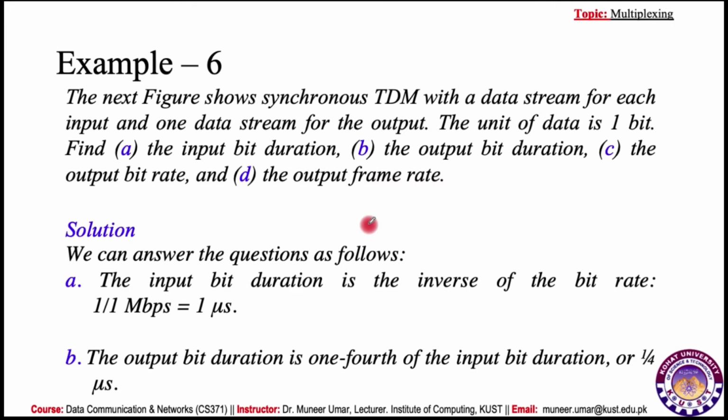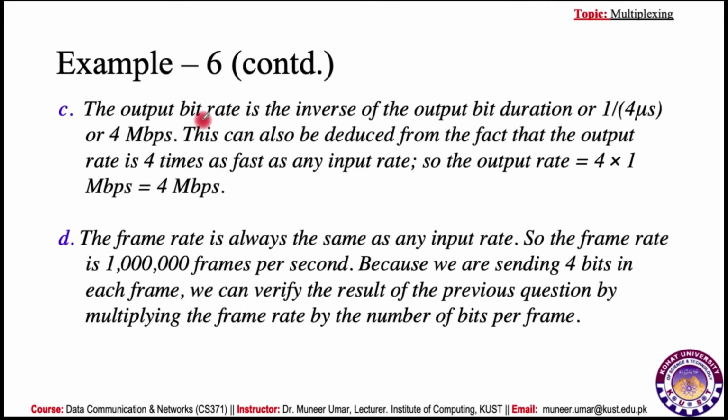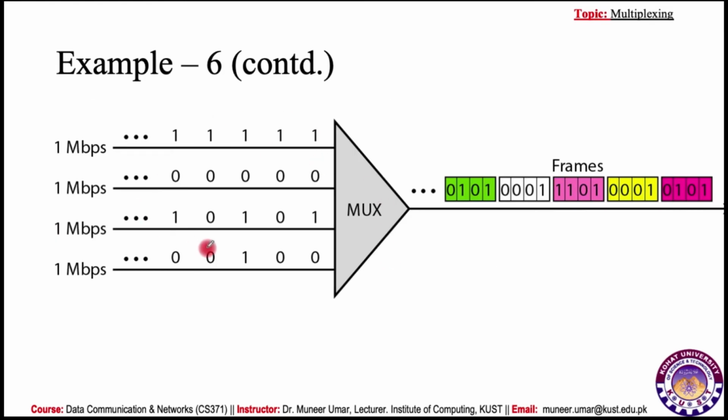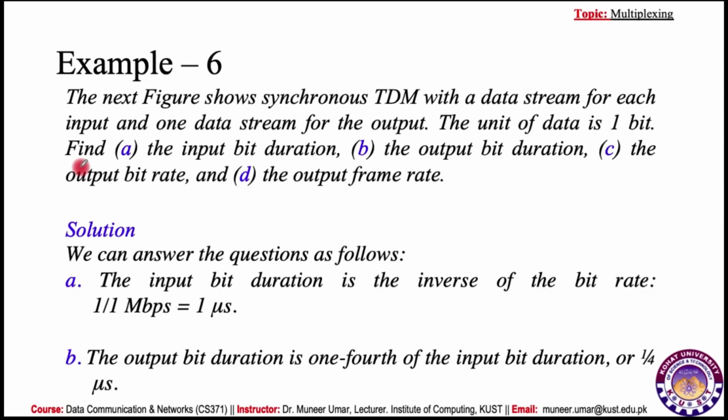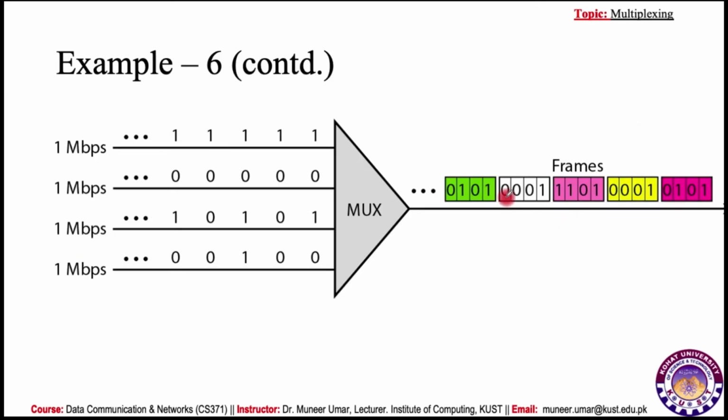Next example, example number 6. The next figure, here we have a figure. We have 4 users, each having 1 Mbps. In the next figure, synchronous time division multiplexing is shown with a data stream for each input and one data stream for the output. The unit of data is 1 bit. 1 bit is given in each unit in the frames.